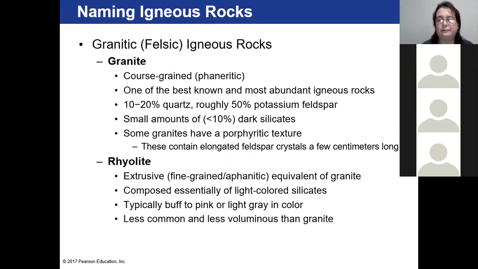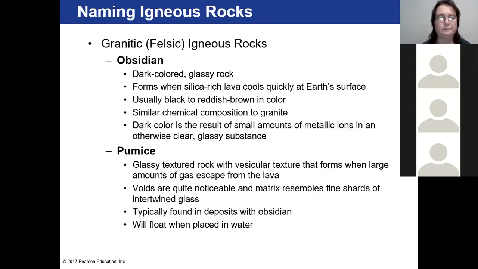All right, so we've got a lot of granite in the crust. We all have seen it on countertops and stuff like that. Rhyolite is the fine-grained equivalent. It's got that pink color because of the feldspars in it, and it is less common. Obsidian, dark-colored, usually glassy, but it's got the same composition as granite. The dark color is from some iron and magnesium ions that just didn't quite form dark silicate minerals.